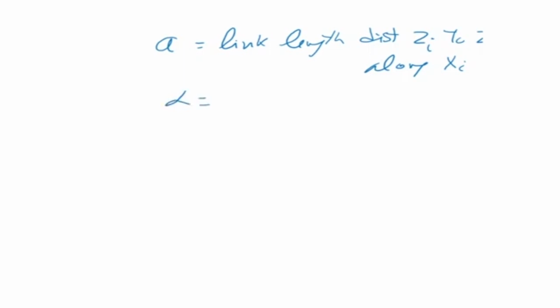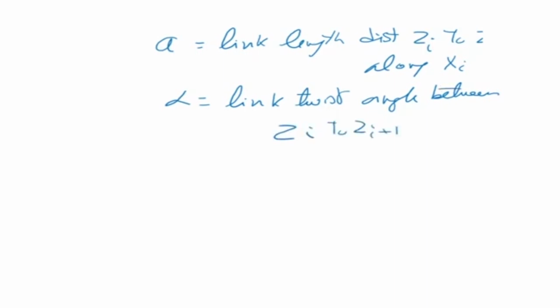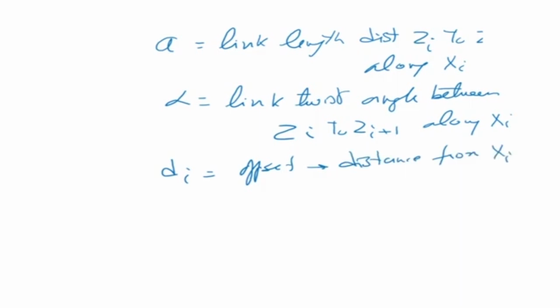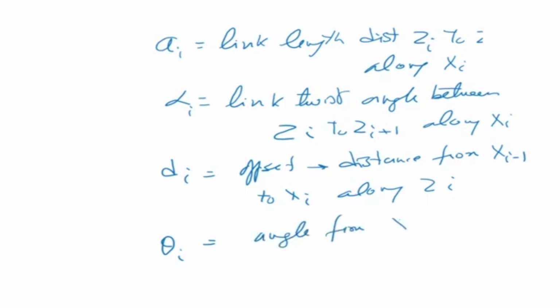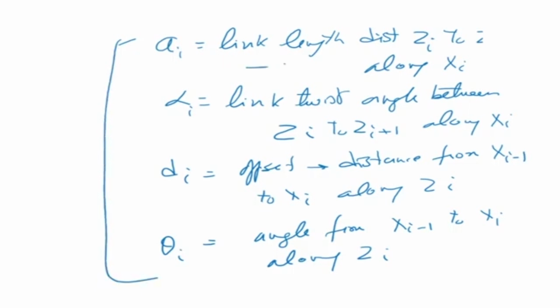Now what is alpha? Alpha is the link twist. This is the angle between zi minus 1 and zi about xi. Two parameters, A and alpha. What is di? This is the offset distance, the distance from xi minus 1 to xi along zi. Then theta i is the angle from xi minus 1 to xi about zi. So these are the four parameters, and these are the names: link length, link twist, offset, and link angle. Theta is also called the joint angle.